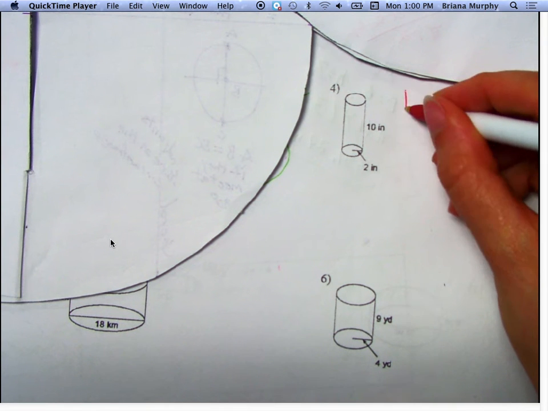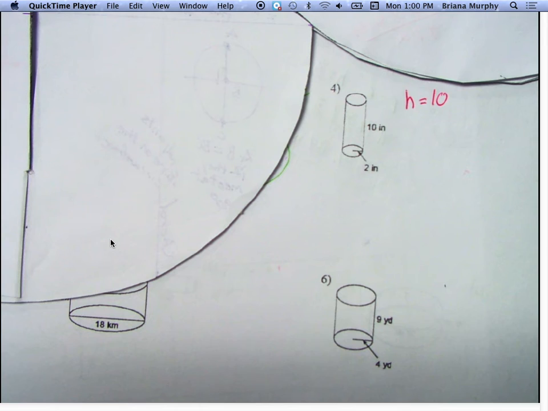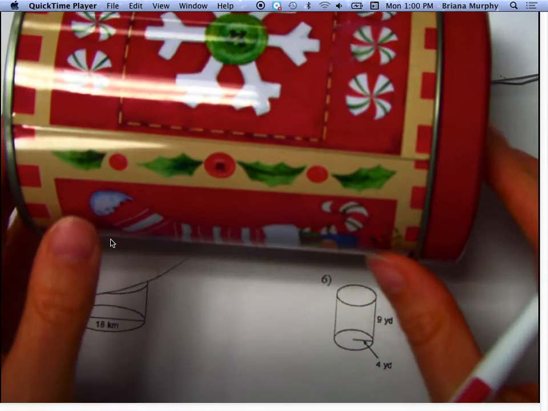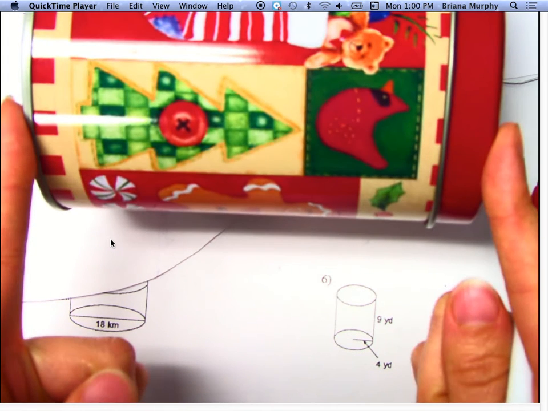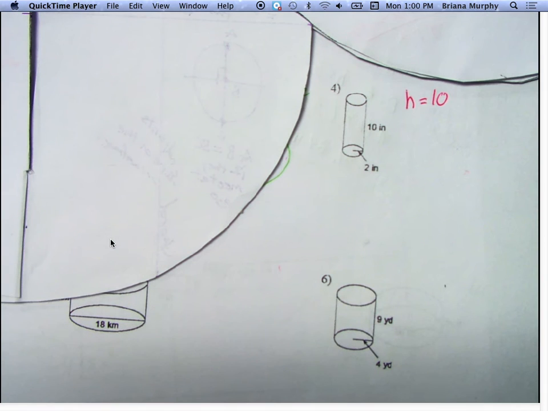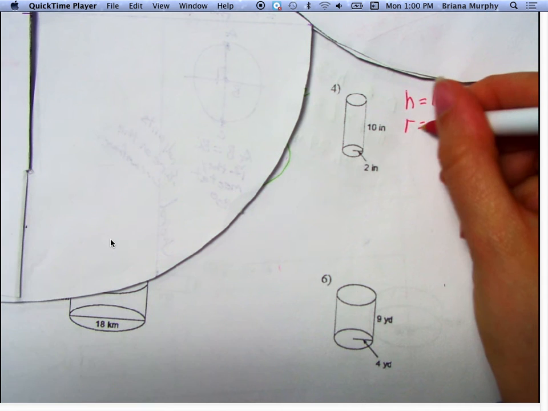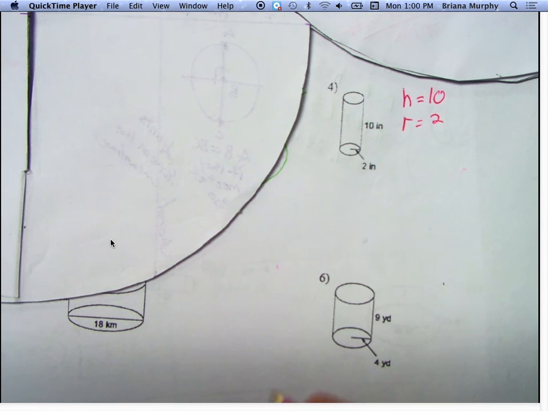What is the height for number 4? 10. Now remember, height doesn't necessarily mean, like, if I took this cylinder and I turned it on its side, this is still the height, the distance between the two bases. So my height is 10. What's my radius? 2. And if I had a whole line across here, how would I find the radius? Divided by 2. Divided by 2.